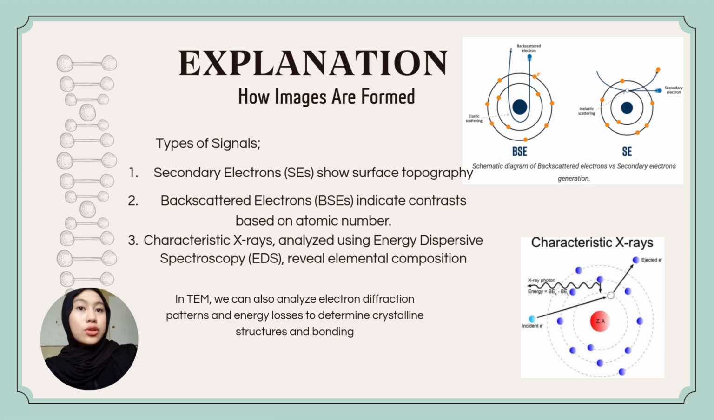First, secondary electrons, SE, show surface topography. Second, backscattered electrons, or BSE, indicate contrast based on atomic number. And the last one, characteristic X-rays, analyzed using EDS, reveal elemental composition. In TEM, we can also analyze electron diffraction patterns and energy losses to determine crystalline structures and bonding.